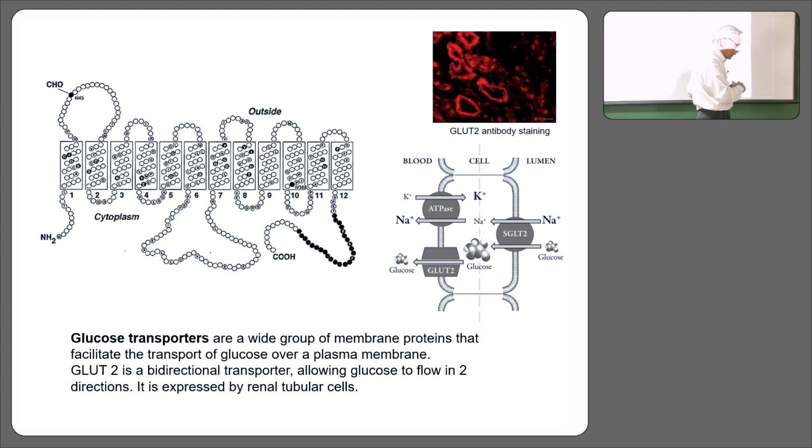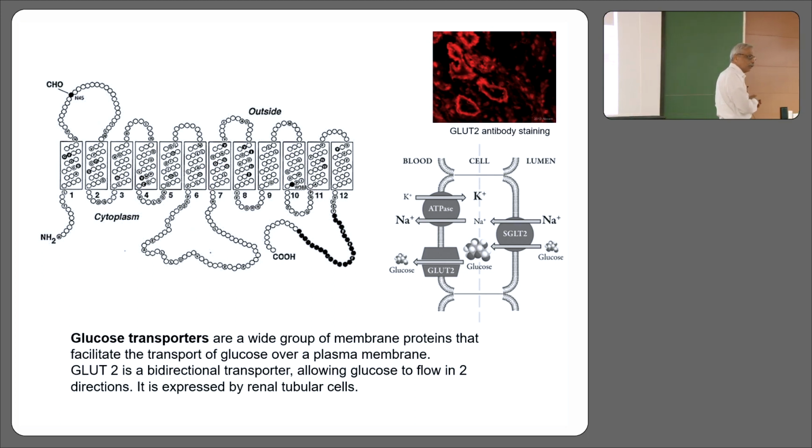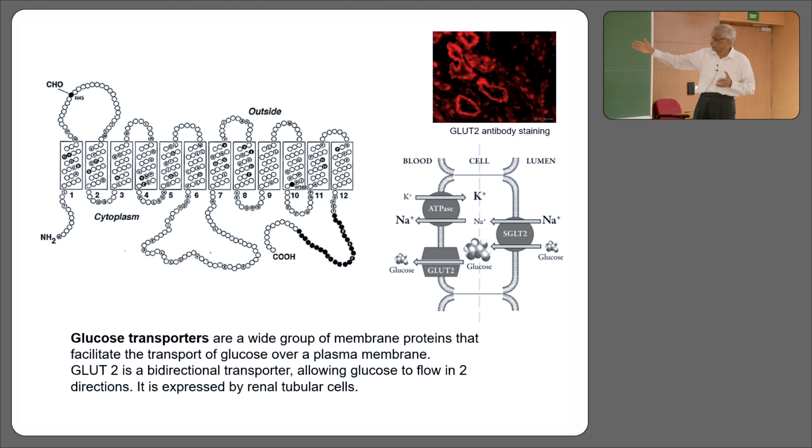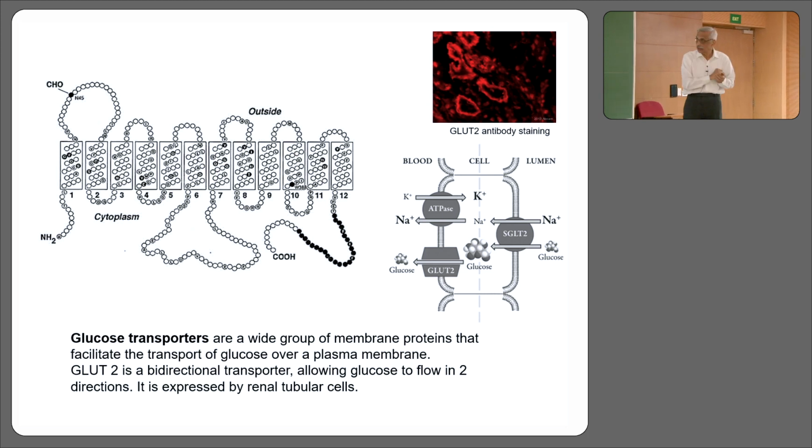Now that we know about SGLT1 and 2, let's also take time off and try to find out about what? You tell me, it's written there. What is it? Glutes. 1, 2, 3, 4. At least 4 different types of glutes are there.